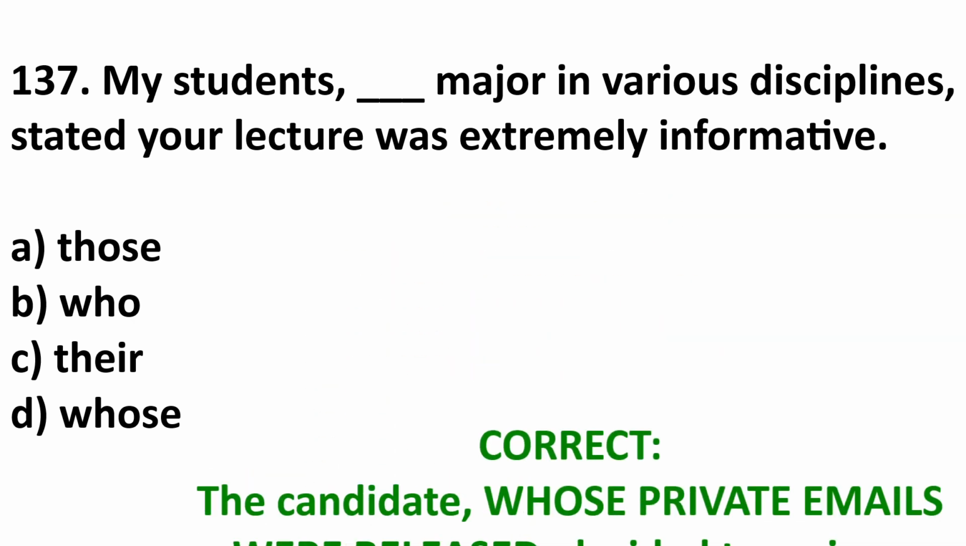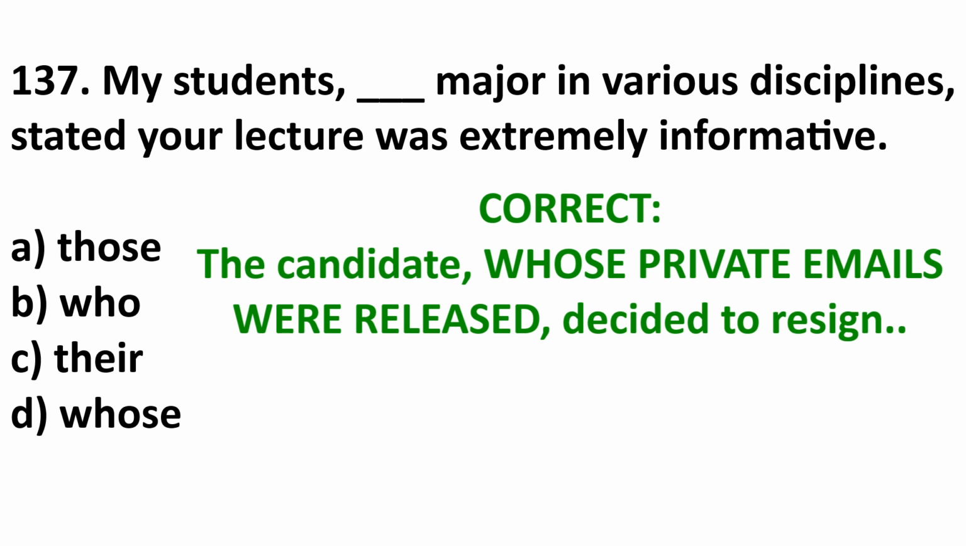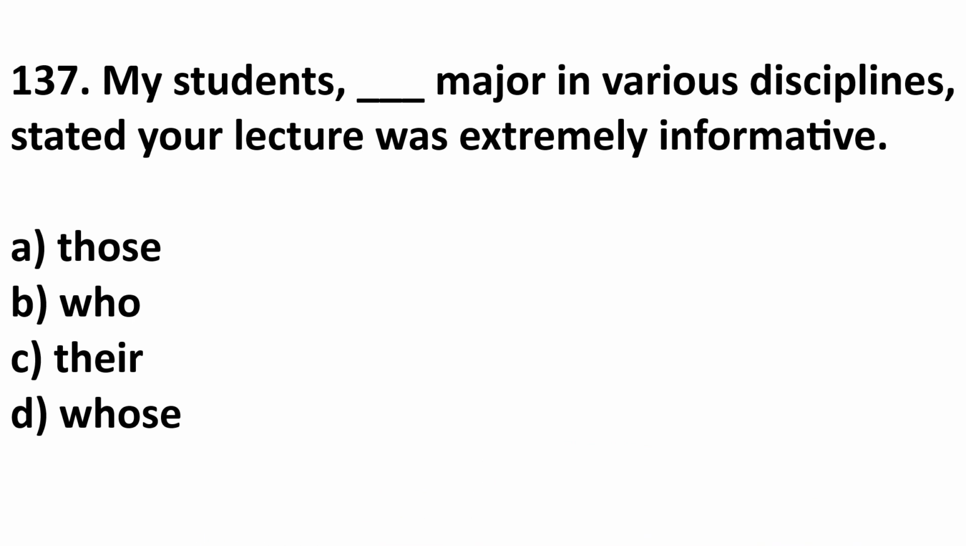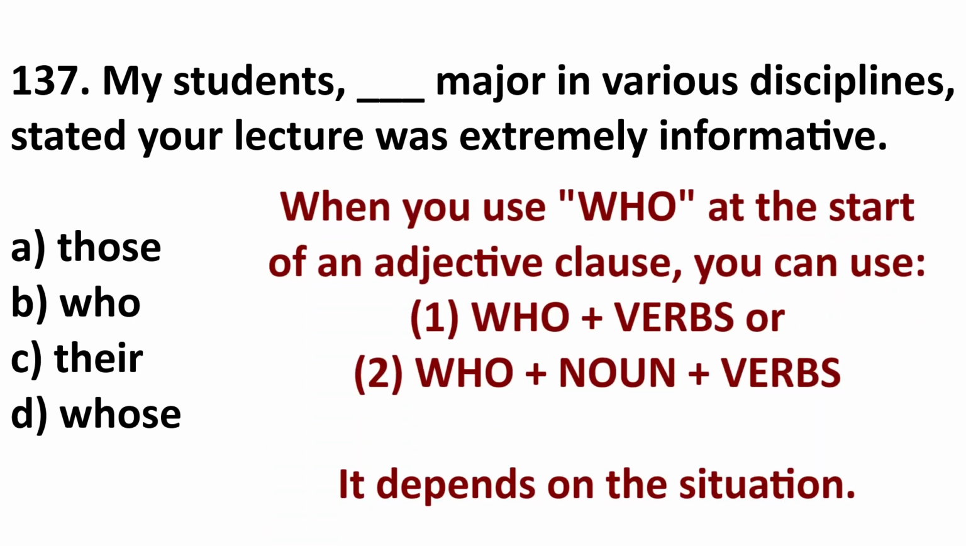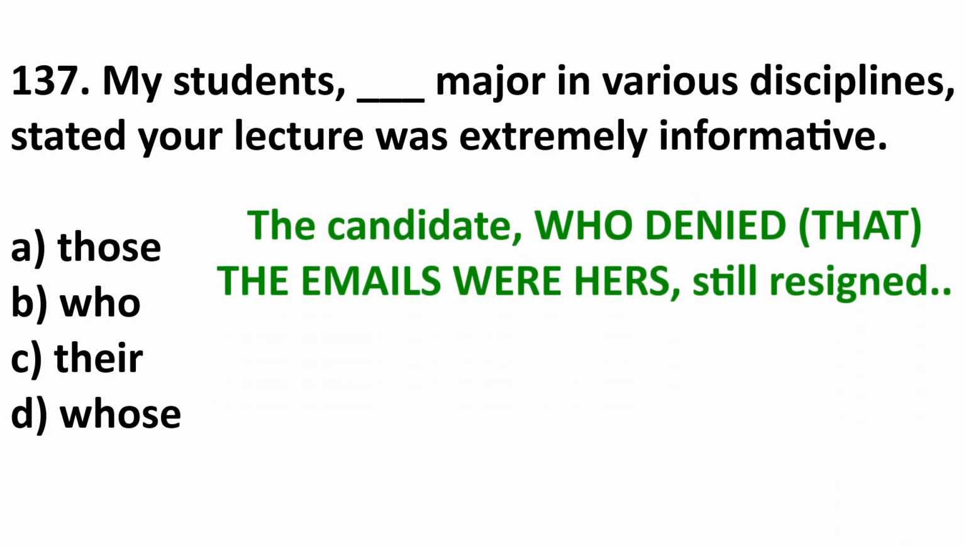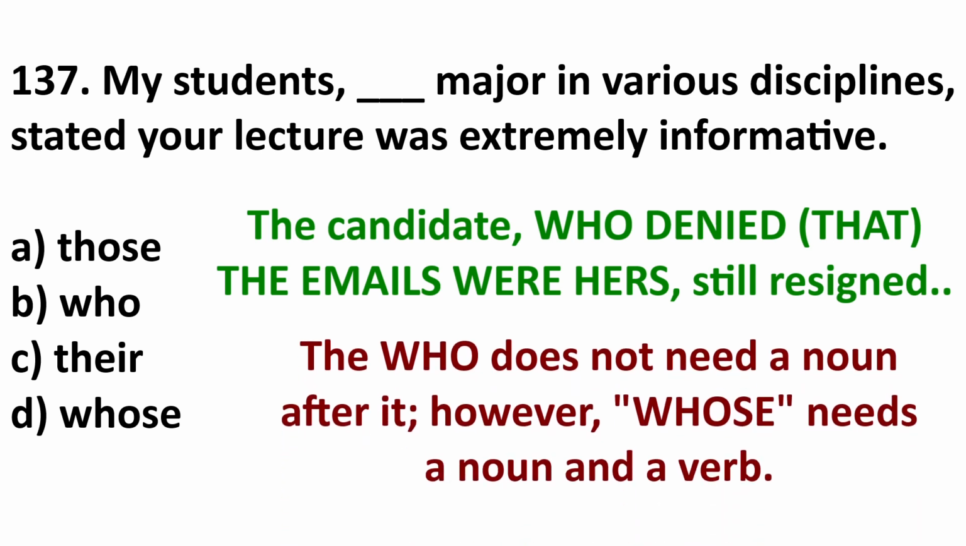So we could say the candidate whose private emails were released decided to resign from the race. So whose is the candidates. We have a noun, private emails, so her private emails, plus we have a verb, were. So whose noun plus verb. Now, if we use who, we do not have to have a noun after it because who can be the subject. For example, the candidate who denied the emails were hers still decided to resign from the race. So who here is your subject, and we have who verb, who denied.